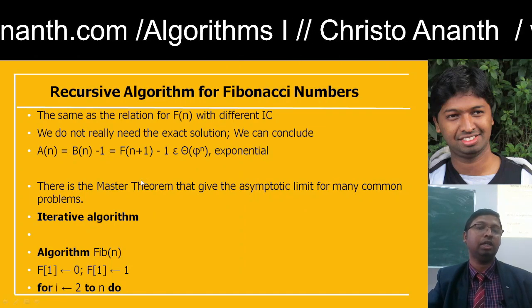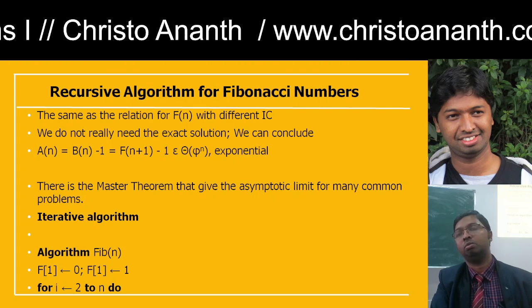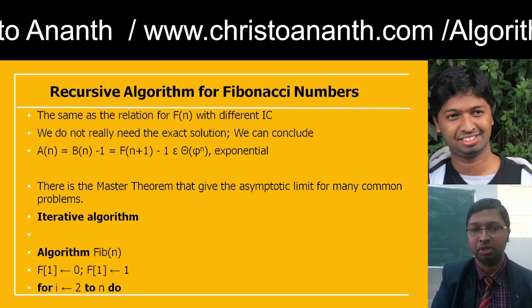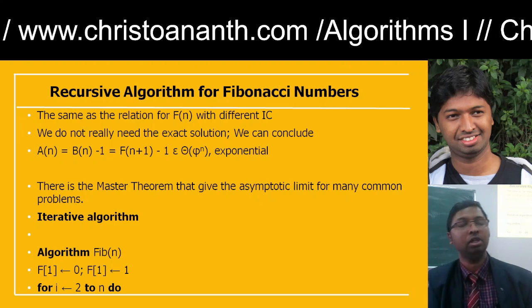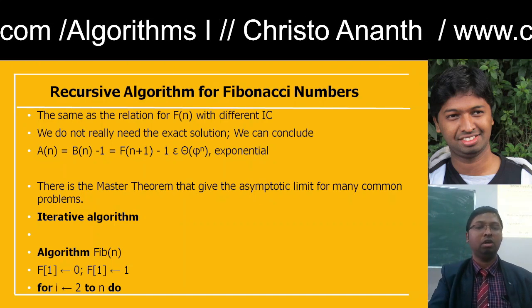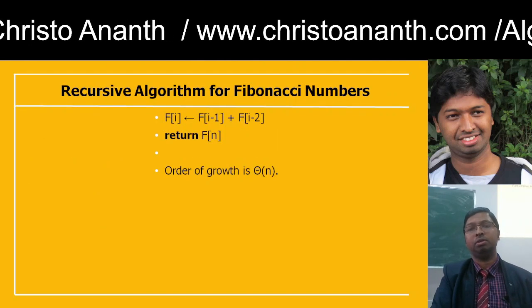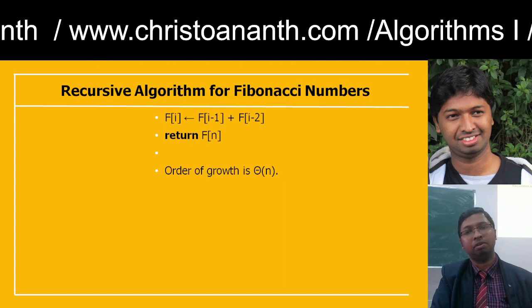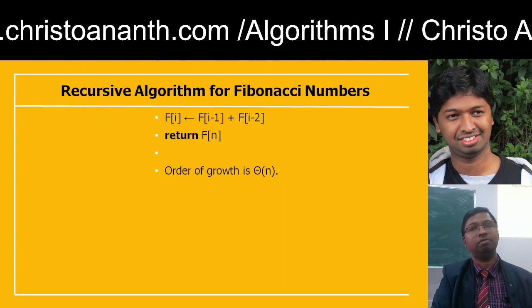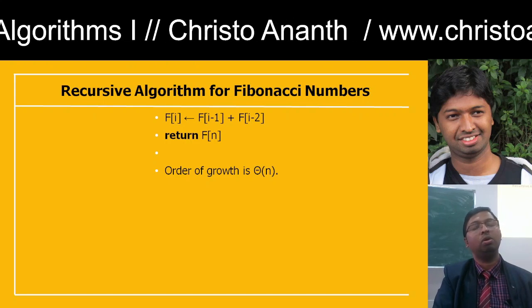And we'll have an iterative algorithm that is a common one, taking into consideration the homogeneous as well as the inhomogeneous part. It is Fibonacci of n: f of 0 is 0, f of 1 is 1, for i equal to 2 to n, go over the loop, f of i equal to f of i minus 1 plus f of i minus 2, then you return f of n. So you can say this order is nothing but O of n.